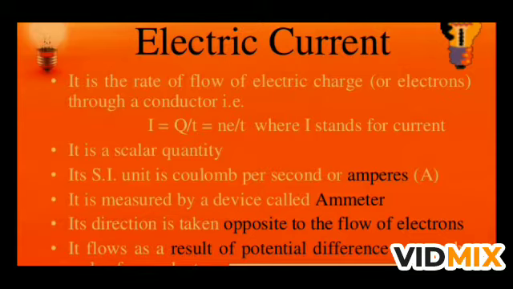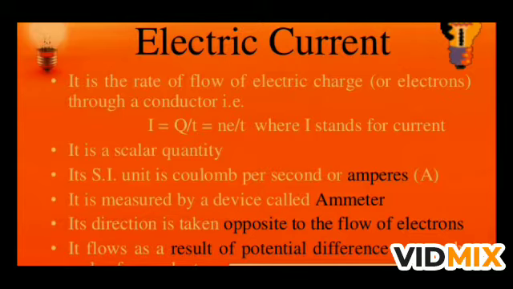It is the rate of flow of electric charge, or we can say electrons, through a conductor, and I is equal to Q upon T. And what is Q? Q is equal to NE, where N is the number and E is the charge of an electron, and T is the time. I stands for the current. Electric current is a scalar quantity. Its SI unit is coulomb per second, or we can say ampere, and the symbol is capital A. It is measured by a device called an ammeter.